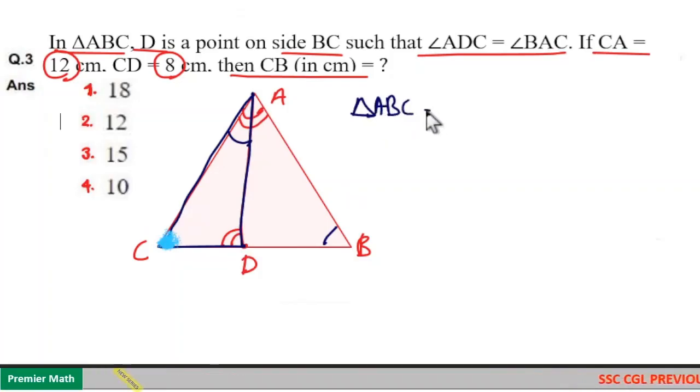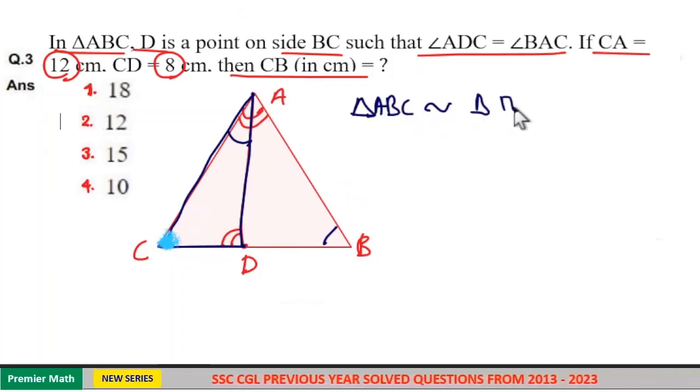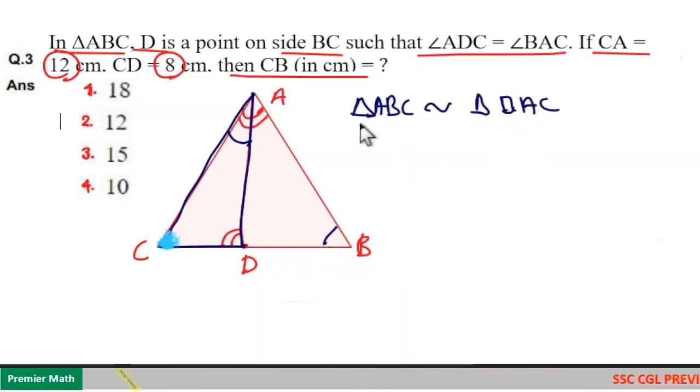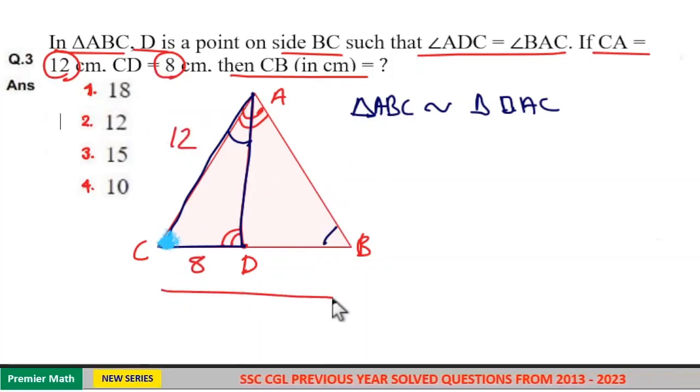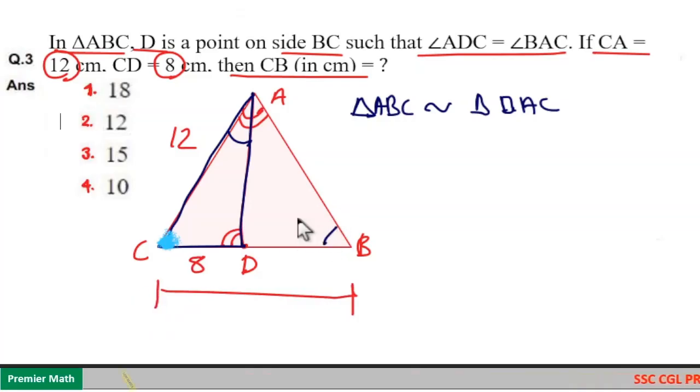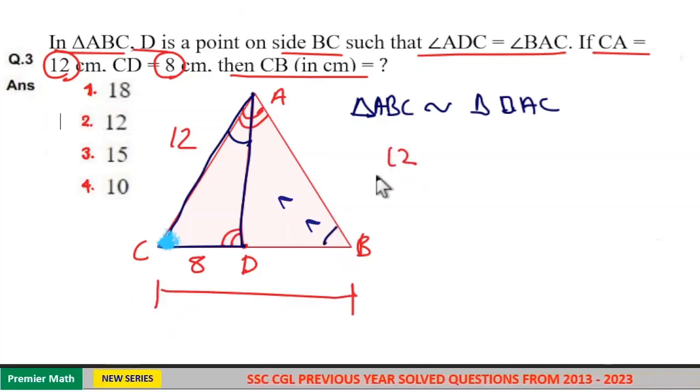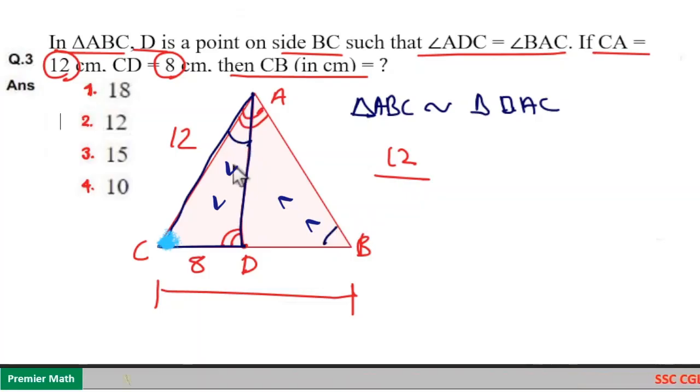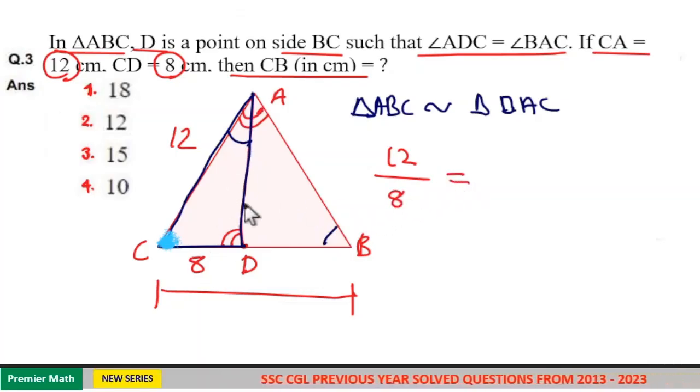That is, triangle ABC is similar to triangle DAC. When two triangles are similar, the ratio of corresponding sides is equal. Here, if you take the side opposite to B, AC is equal to 12 and CD is equal to 8. Now take the corresponding side. We need BC. The side opposite to B is equal to 12, which is in the larger triangle. Now the angle equal to angle B is this angle. Now take the opposite side, which is 8, which is equal to, here we need BC.